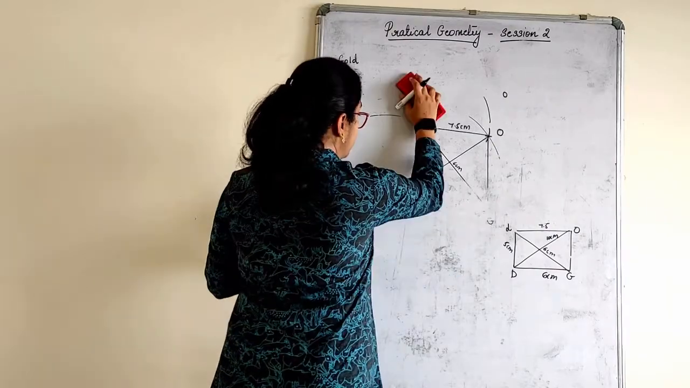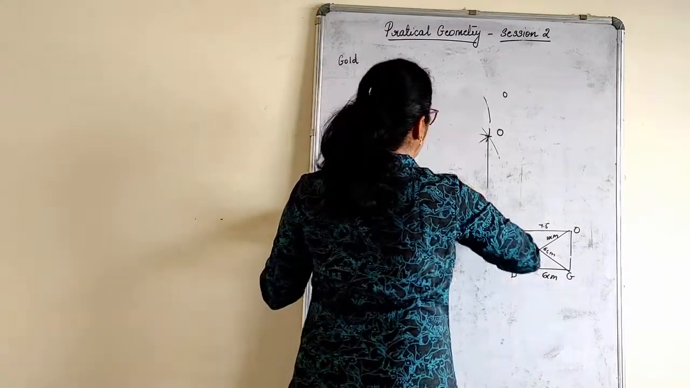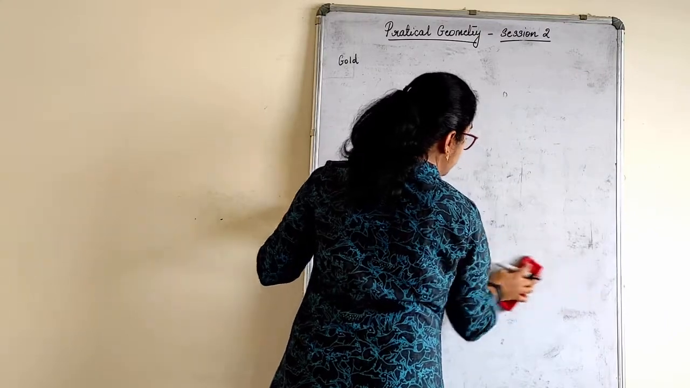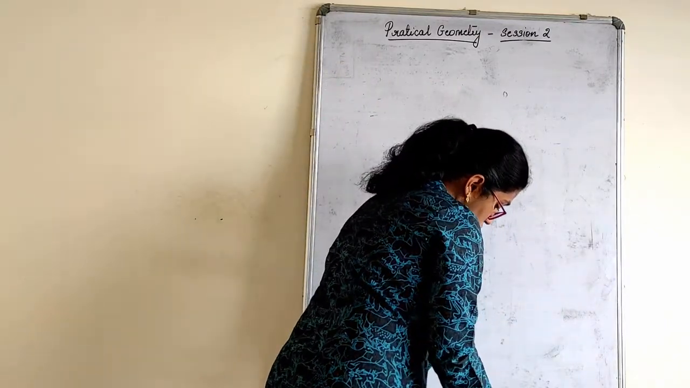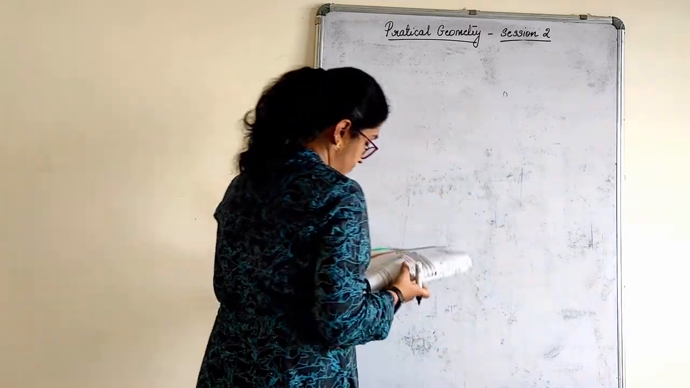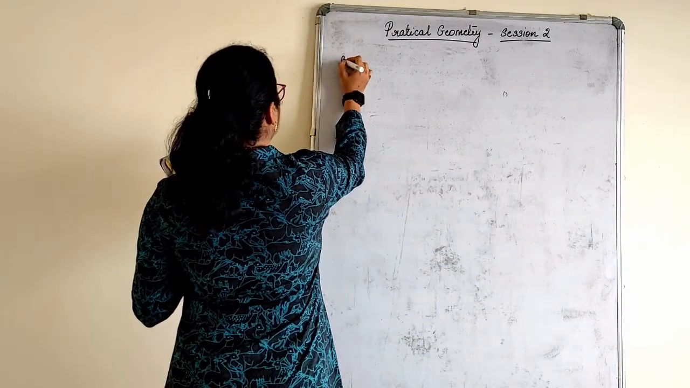I am repeating it again. Please use sharpened pencils for the construction. And the last one, rhombus. BEND is the rhombus.